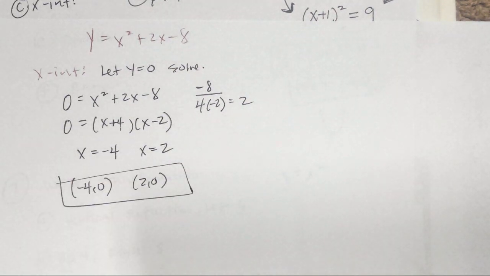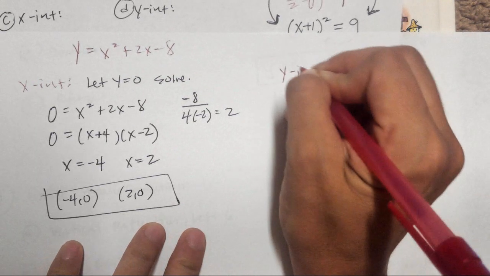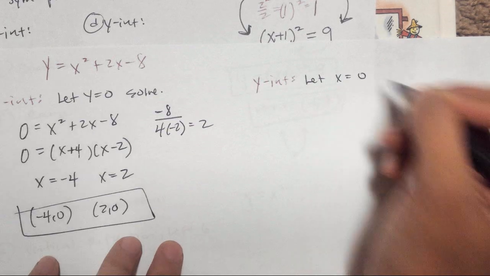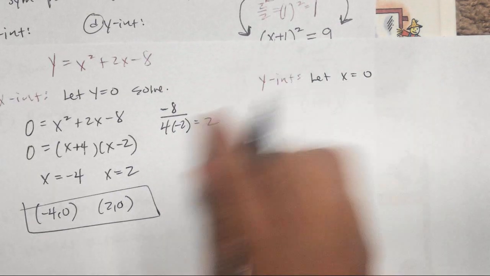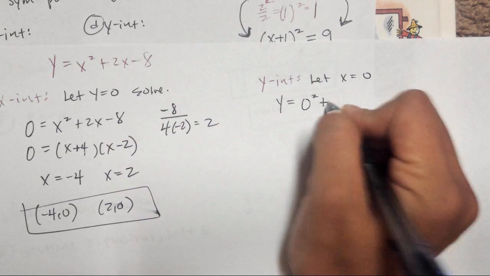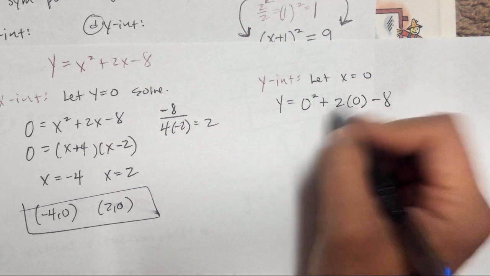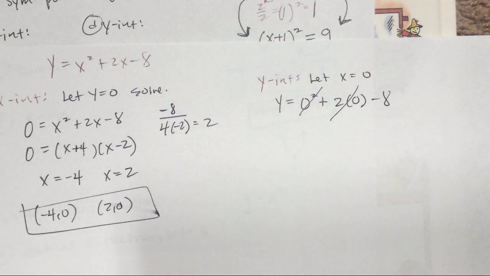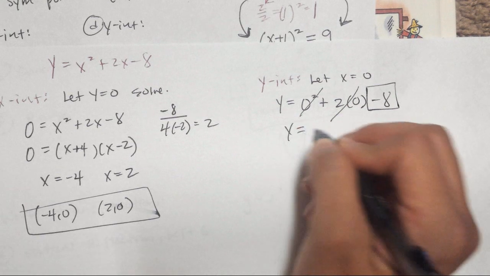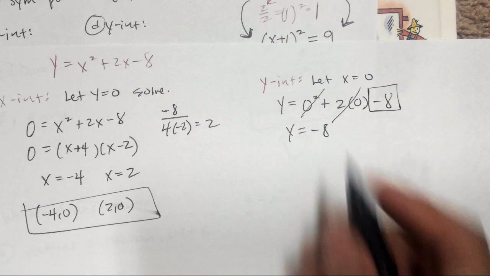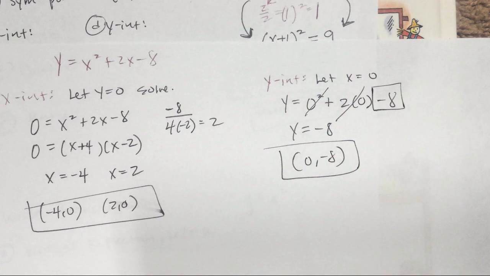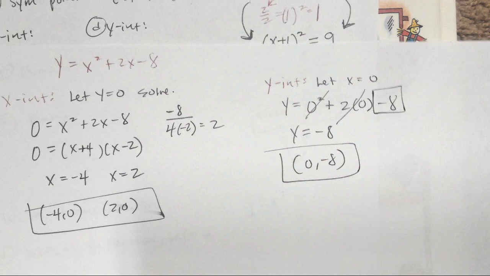Now if I want to find my y-intercept, this is the easier one. You're just going to now let the opposite, let x equal 0. So I have my equation right here, right? Anywhere I see an x, I'm now going to put a 0. So this cancels and this cancels. So this is why you only just look at the last c value. So your y equals -8. So your x was 0 and your y is negative 8. That's it. Those are your x and y intercepts for that problem.